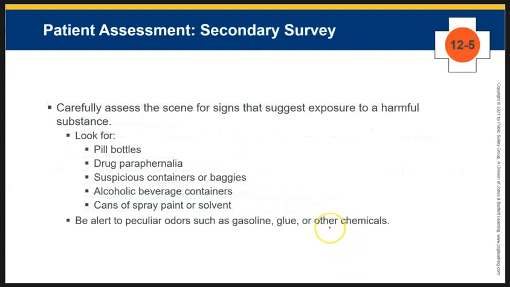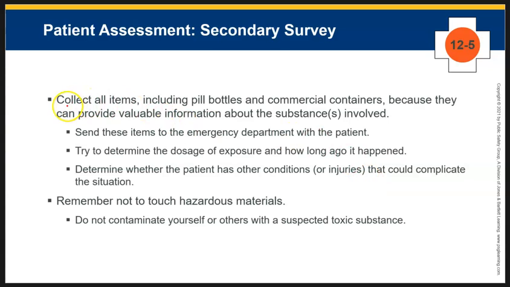When we look at the scene and look for causes of exposure to either substance abuse or poisoning, just keep in mind some of these things to watch for in your scene size up. That will also help us in terms of a secondary survey. It may be just as simple as finding a pill bottle in a pocket during your head-to-toe assessment, and that can give some valuable information about the substance involved.